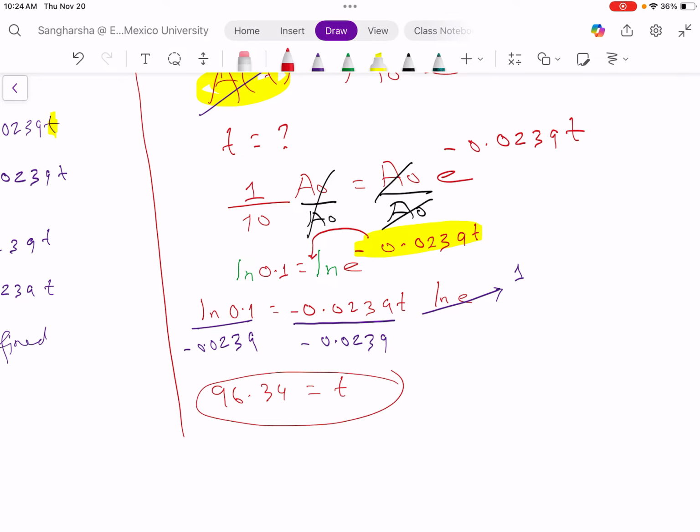So if you have 100 gram right now, after 96 years, we still have about 10 gram left. So this is how we can use our exponential function in modeling radioactive decay. Here strontium 90 is a radioactive element. Any question up to here?